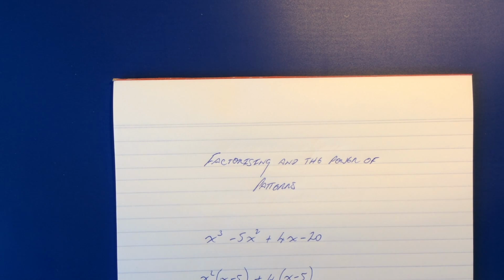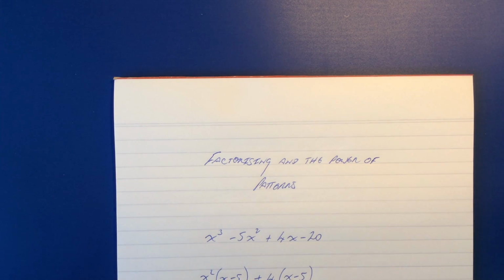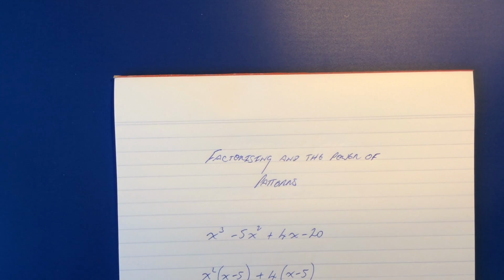Today we're going to look at factorising and the power that patterns give us when it comes to that. Now I go on and on and on about maths being to do with patterns, but this is the point at which it becomes really evident. So we have ourselves a cubic here, x cubed minus 5x squared plus 4x minus 20. This could be a quartic, it could be a quadratic.